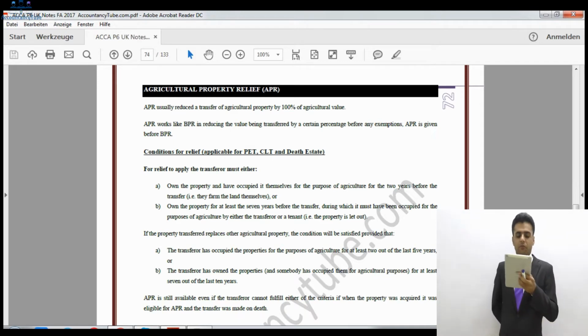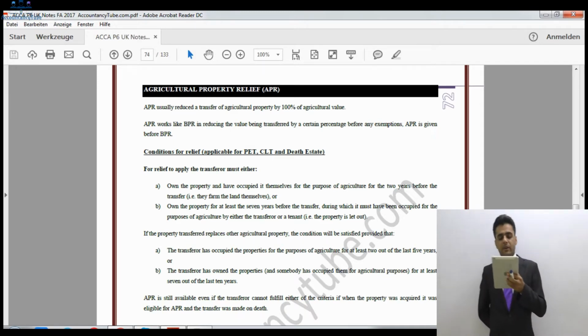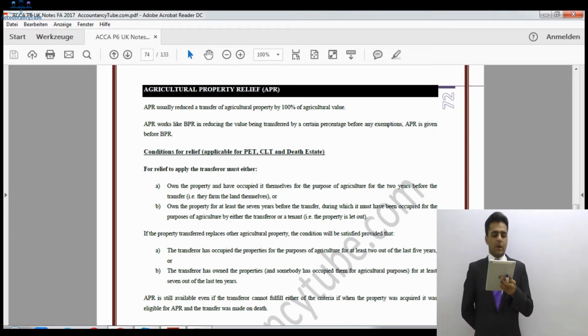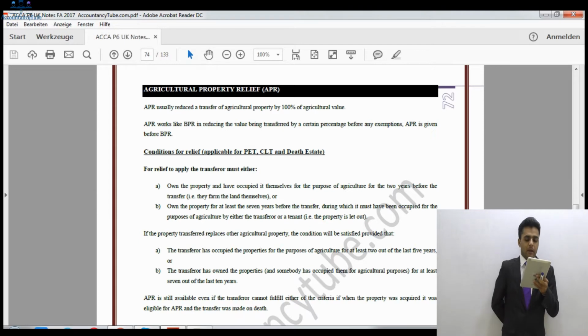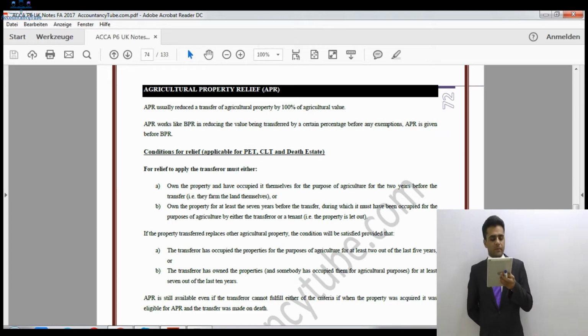Now, if the property transferred replaces other agricultural property, the condition will still be satisfied. If you had one property and then sold it and replaced it with other agricultural property, this condition will still be applied. So you will still get the APR if certain conditions are met. So what are those conditions? The transferor had occupied the property for the purpose of agriculture for at least 2 out of the last 5 years, so the accumulated duration of both properties is 2 years out of the last 5 years.